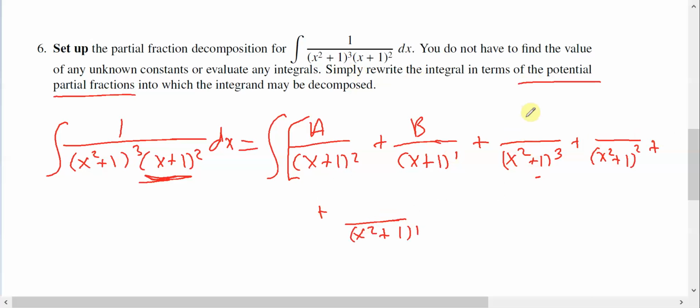And then in the numerator of each of these, since this is a quadratic factor raised to a power, I have to account for that by getting a proper fraction by putting a cx and a d, and then this one an ex and an f, gx and an h. And that's all we're being asked to do. Just set the thing up. Don't try to find any of the coefficients. Don't do any of the work to find the coefficients. Just write down what could you end up having to integrate.